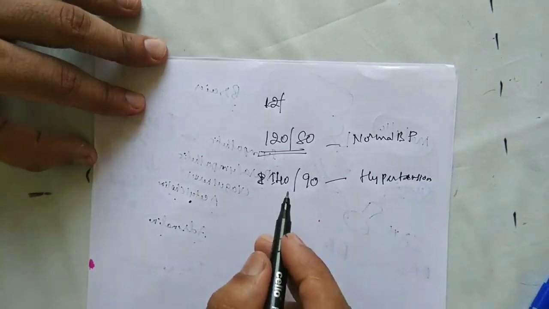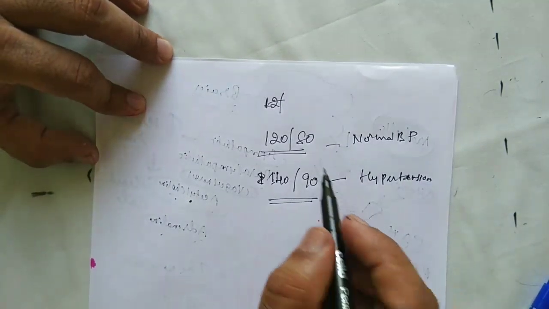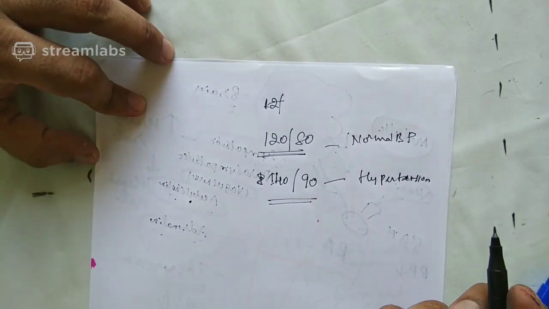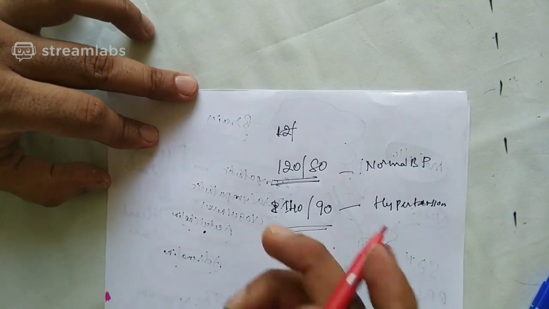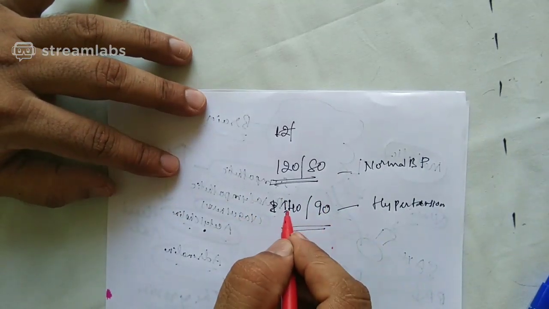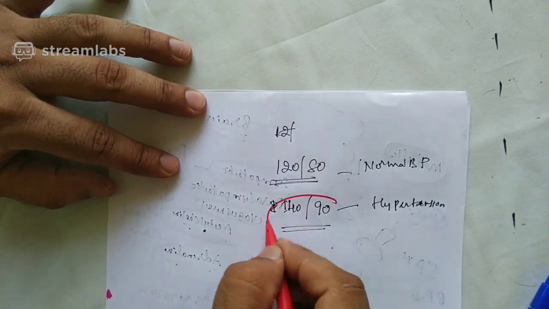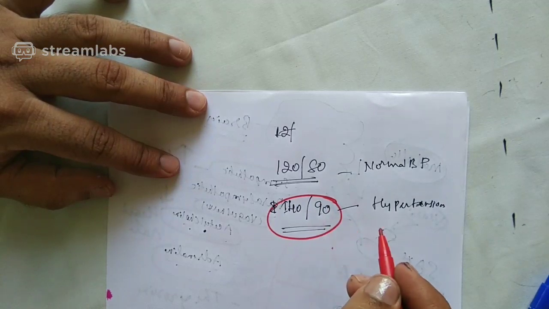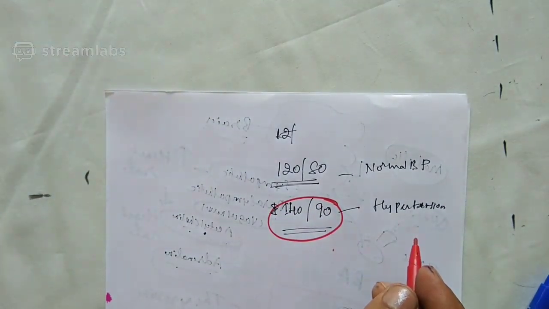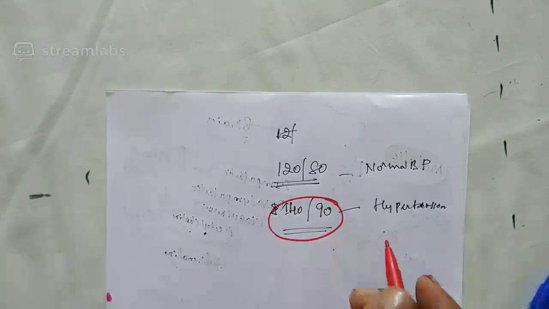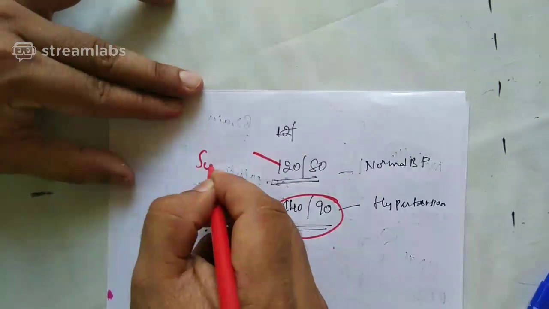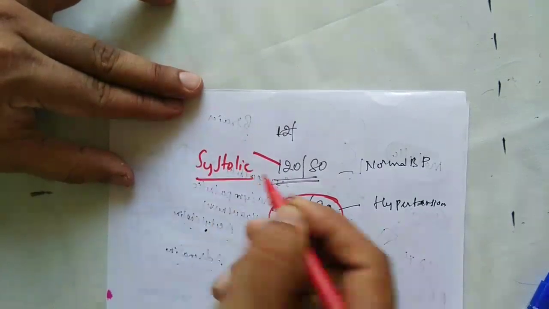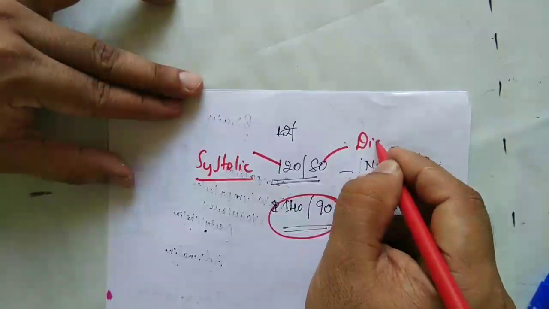Hope the matter is clear. So 140 by 90 is hypertension, and 120 by 80 is the normal blood pressure. One more thing you should remember: if it is more than 140 by 90, other parts like the liver, the brain or the kidney will be affected. In this, 120 is called systolic BP and 80 is called diastolic BP.